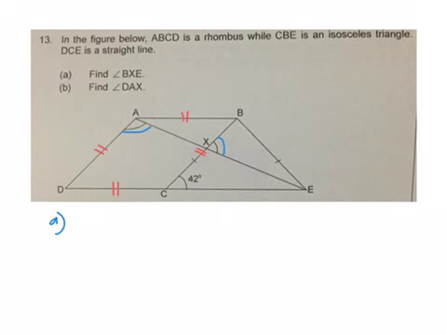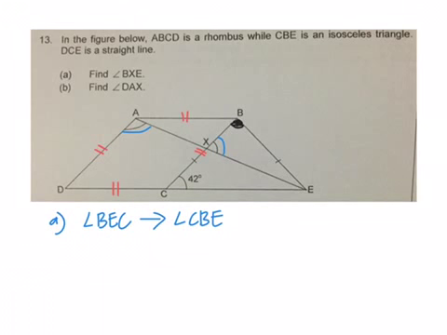Now, do you see the first isosceles triangle, BCE? Triangle BCE is an isosceles triangle. That means you need to be able to find angle BEC first. Step 1 is to find angle BEC. Because after that, you would be able to find angle CBE, which is this angle over here, which would prove crucial to help us find angle BXE.